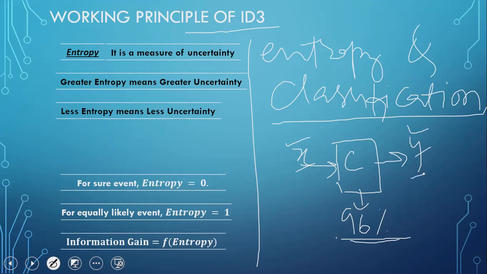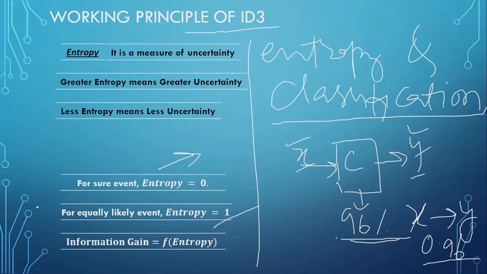In terms of probability, this classification model says that the input X belongs to the class Y with 0.96 probability. As we have seen in this case, the higher the probability, the lower the entropy, and the lower the probability, the higher the entropy. So in this case, the entropy will be approximately equal to 0, as it's 96%. If it is 97%, 98%, or 99%, it will become even closer to 0.